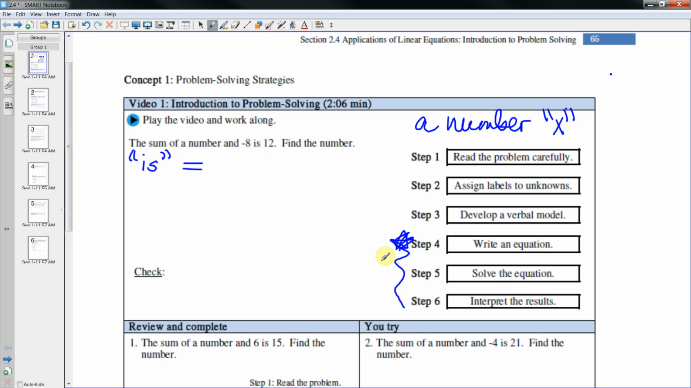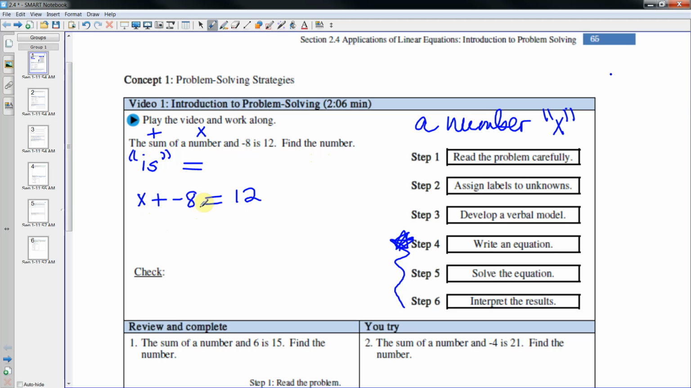So is means equals. So if we have a number, I'm going to let that be x. Sum means to add. I'm going to add a number. So here's my number. I'm going to add, and I'm going to add the negative 8 to it. And then I see is, I know that means equals 12. So you see now I have an equation. And I kind of just talked through it myself. And talking through and saying things out loud really helps. So I've got x plus a negative 8 equals 12.